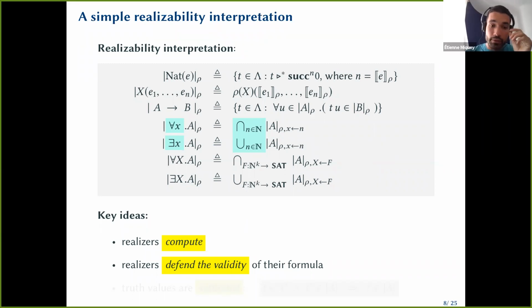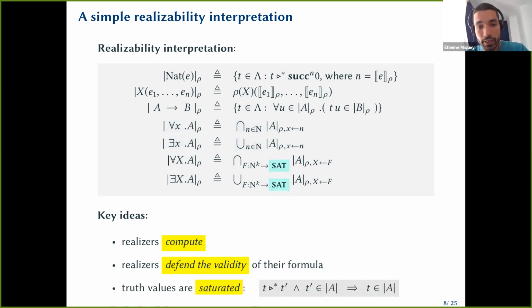Okay. So I was saying that realizers are defending the validity of the corresponding formula. For instance, if you look at the interpretation of the quantifier, a term is a successful player, if you want, for all xA, if it is a realizer in the intersection of all the possible interpretations of x by a natural number. So to be a realizer for all xA, you have to be a realizer for any possible instantiation of x by a natural number. And similarly for the second order case.